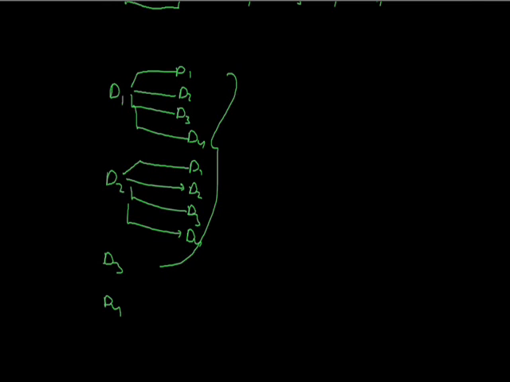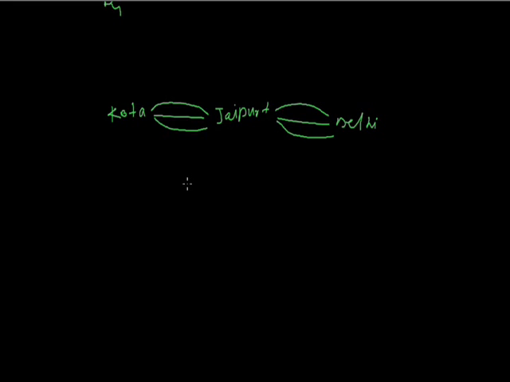Now another example: if there are 3 ways to go to Jaipur from Kota and 3 ways to go to Delhi from Jaipur, then we can say there are a total of 9 ways to reach Delhi via Jaipur. Suppose the ways from Kota to Jaipur are P1, P2, P3 and the ways from Jaipur to Delhi are Q1, Q2, Q3.